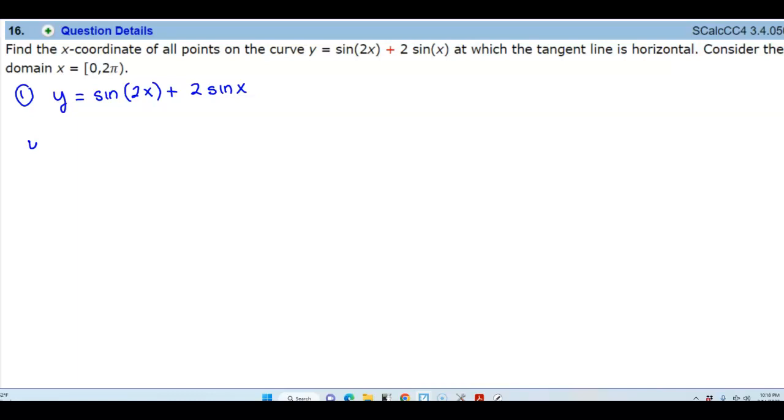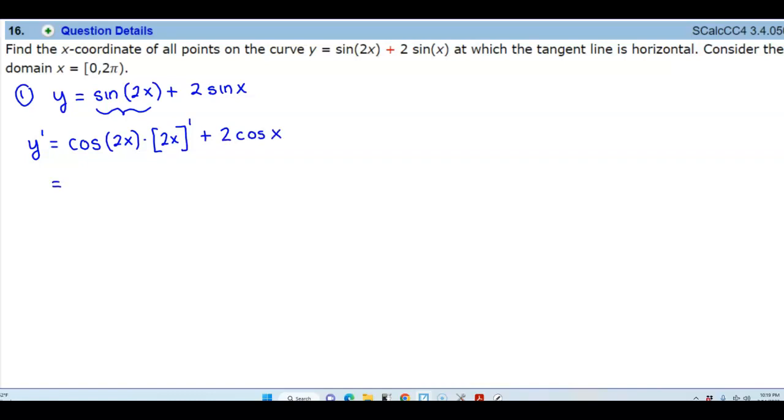Okay, so if we want to find the derivative of this function, we're going to have to use the chain rule for the first term here. So we want to find the derivative of the sine. We know the derivative of sine is the cosine, and that's going to be the cosine of 2x. And now we need to take the derivative of the inner function, and the inner function is 2x. So I want to find the derivative of that. And then plus 2, the derivative of 2 sine of x is going to be 2 times the cosine of x.